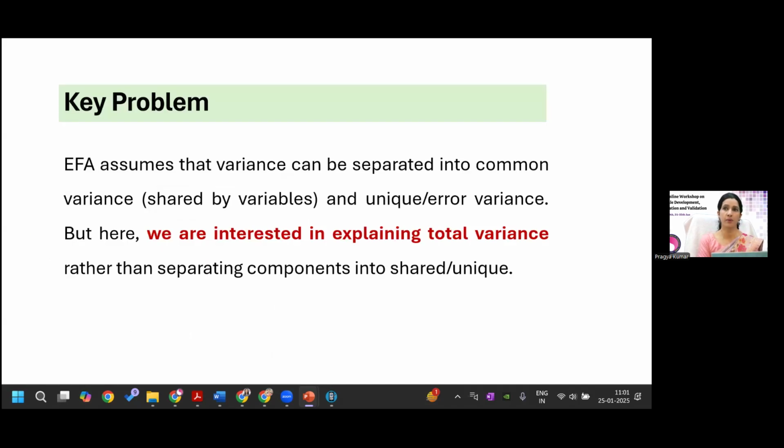So the key problem in this case is that EFA assumes that variance can be partitioned. If you can recall that diagram where we talked about the variance being 1, if the value of the commonality is 70%, then we can say that 70% of the variance in the item can be explained by the latent factor. And the remaining 30% is the error, which is unexplained variance, which we also call uniqueness.